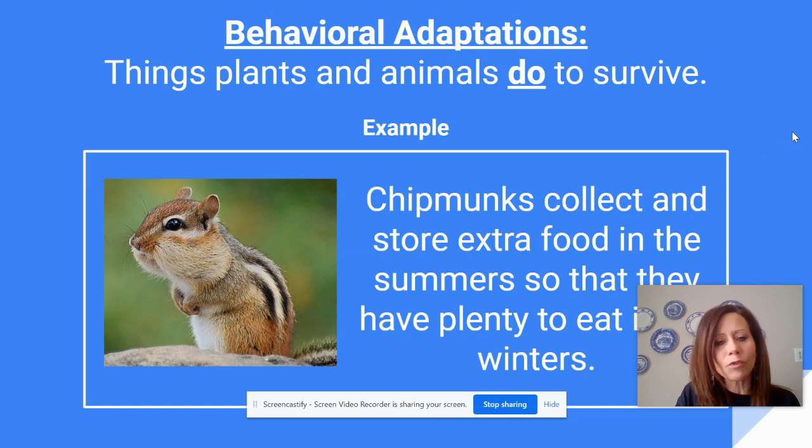So for example, this is a little chipmunk. Isn't he so cute? Chipmunks collect and store extra food in the summer so that they have plenty of food to eat in the winter. That's a behavioral adaptation, something that the chipmunk does so that it helps it survive in the winter when its food is not available.